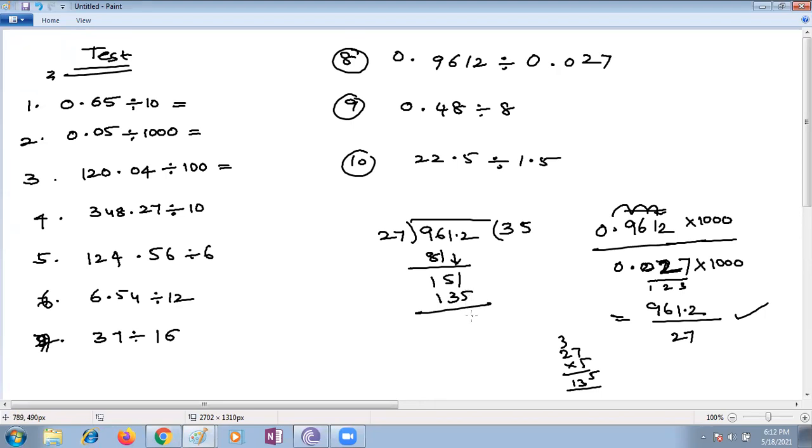Now what is left over? 151 minus 135 is 16. Now you have a decimal point, put the decimal point and bring down the 2. Now you have to check 27 how many times. It's 6 times, 162. Remainder is 0. Yes, Jay, did you understand? You got this? Yes, ma'am. Okay, the same way you are supposed to do the remaining.